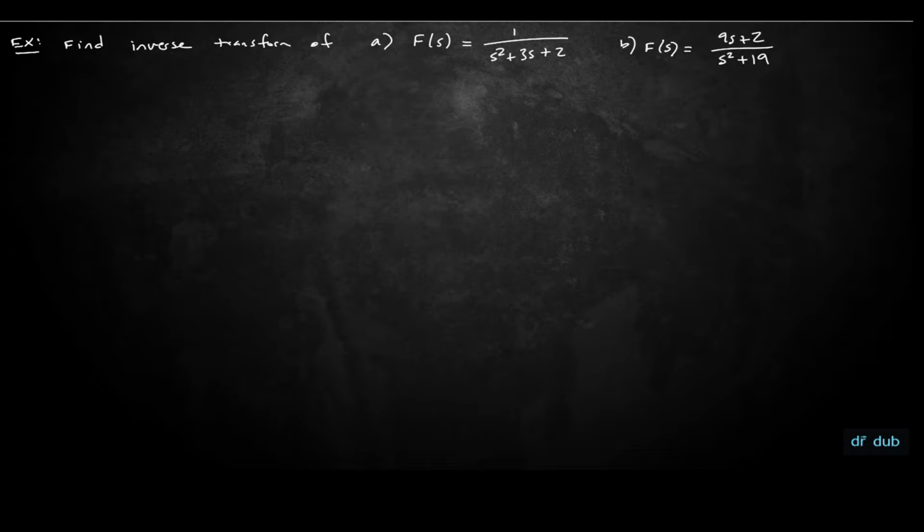So solution, part A, I think we can factor that denominator. We could say 1 over s plus 1, s plus 2. So that's another way we can write capital F of s. So let's find the partial fractions for 1 over s plus 1 times s plus 2. That would be a over s plus 1 plus b over s plus 2. So find the partial fraction pieces.